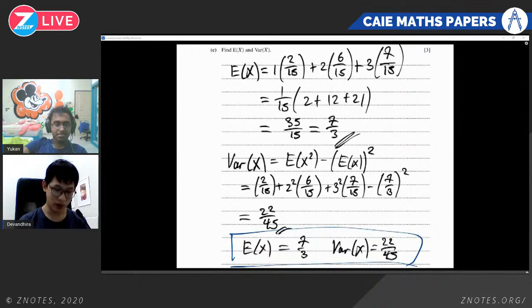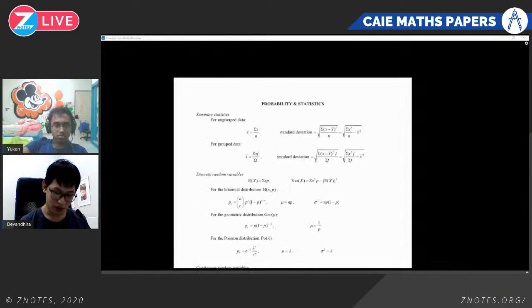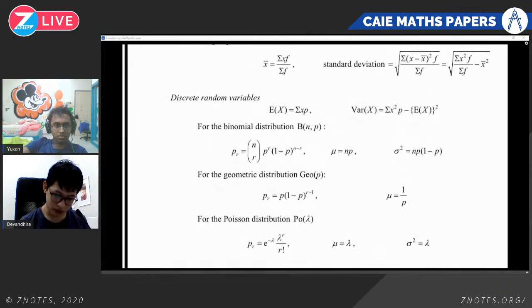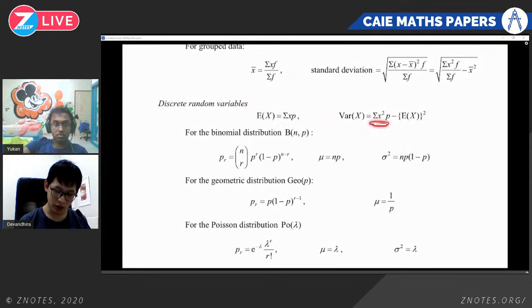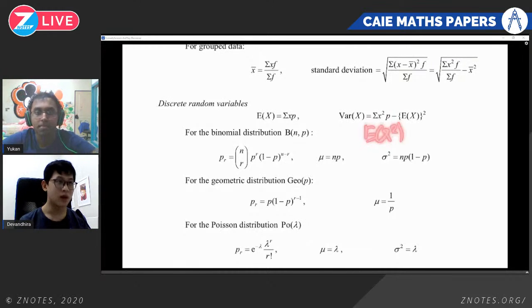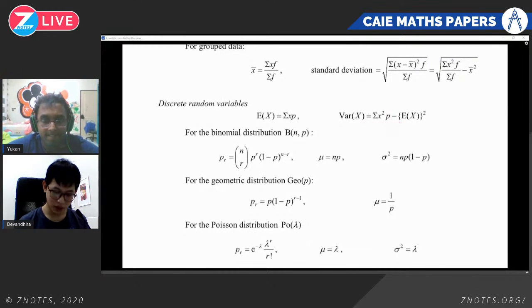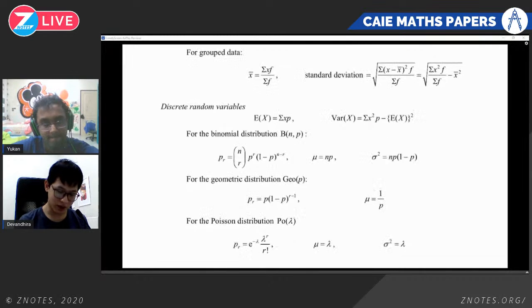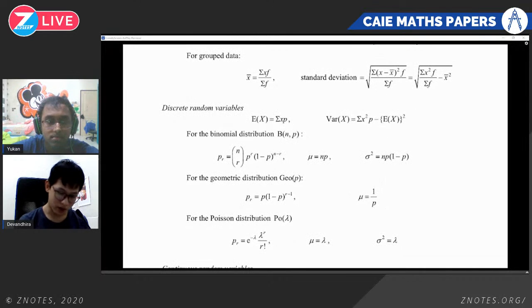So if maybe at the exam you forgot the formula for expectation or variance of x, it's okay. You can just check the formula sheet. It's right here. Except that they write it differently here. This is the same as E of x squared, but yeah, it's basically the same thing. So they got your back.